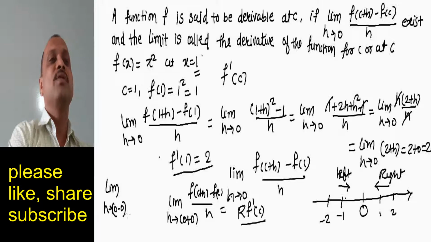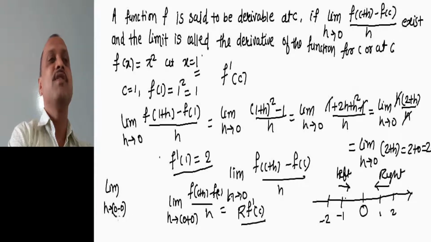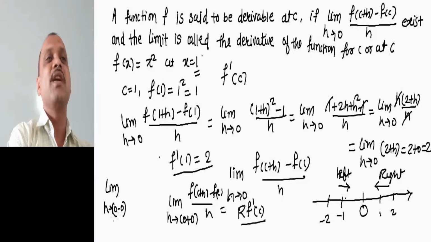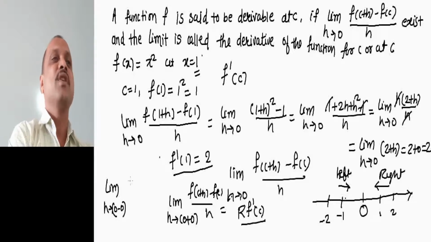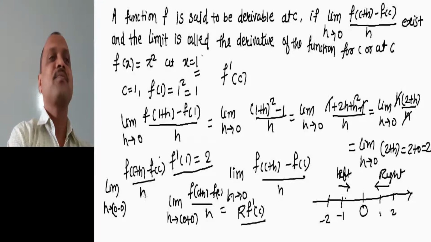0 minus, it does not mean 0 minus 0, but we are just using this symbol to stress that h is taking negative values. So f of c plus h minus f of c divided by h, we call it the left derivative, left f dash of c.